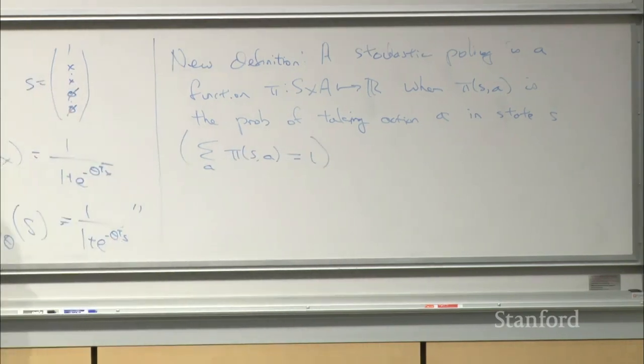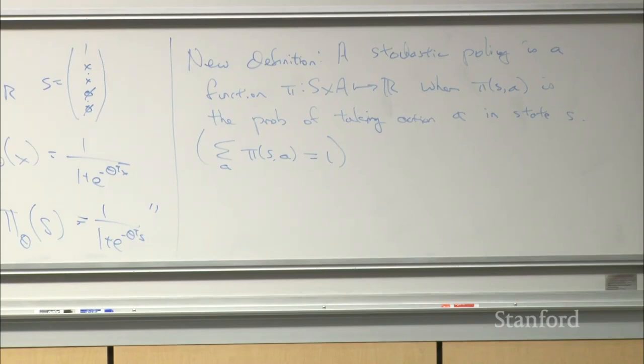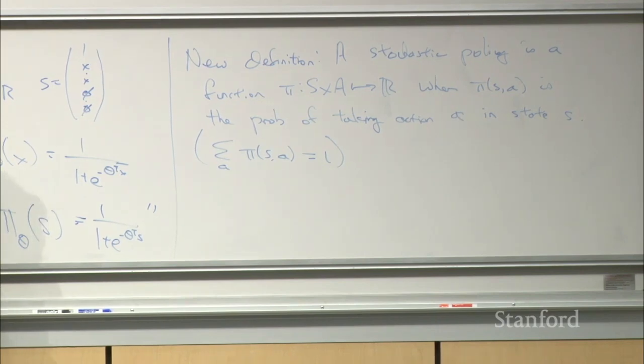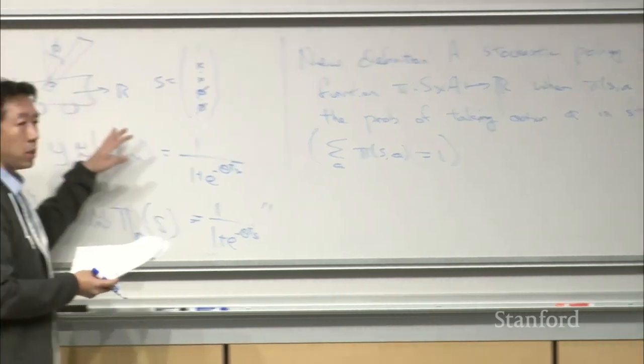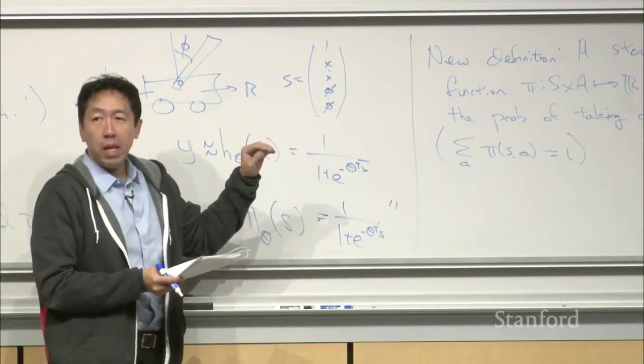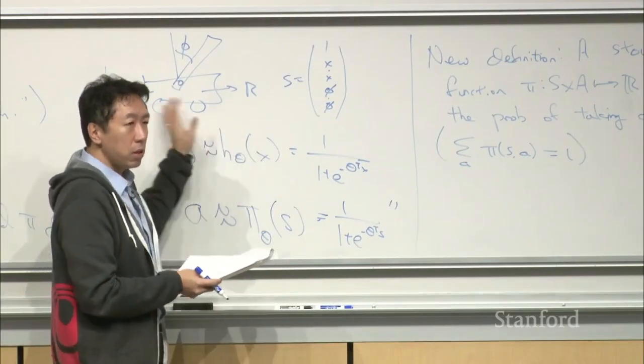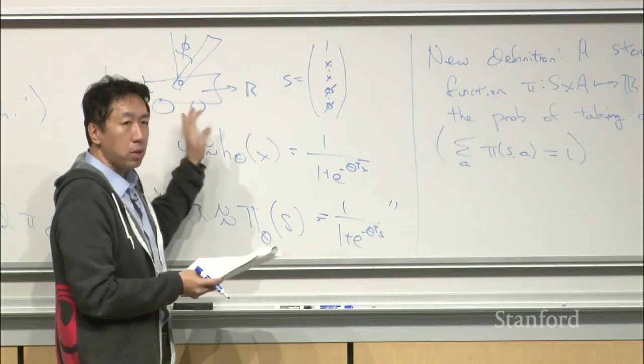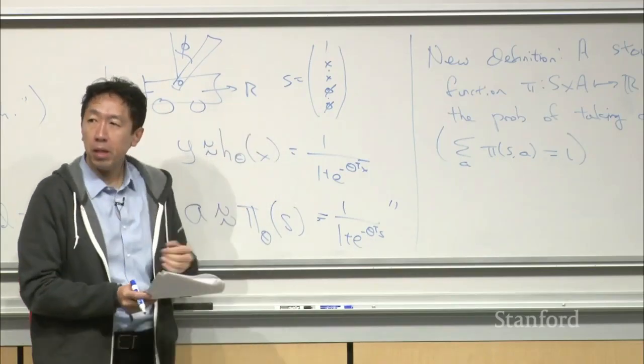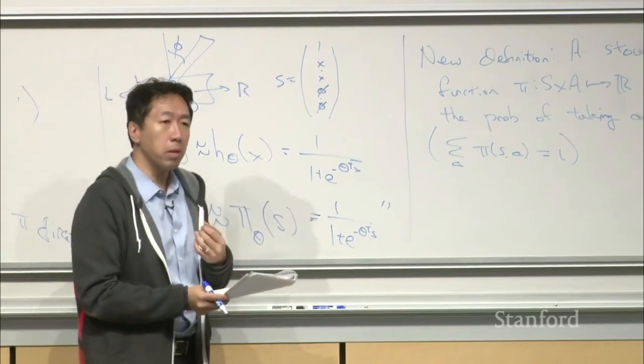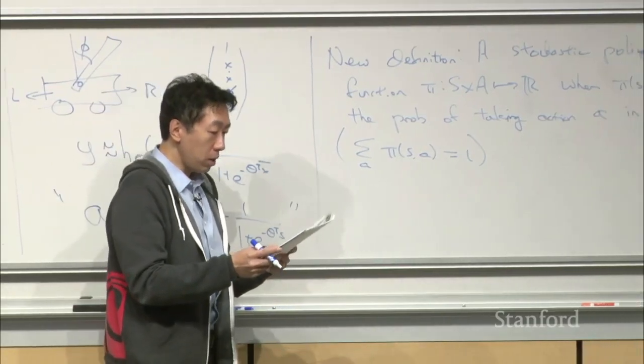Okay, so for the direct policy search algorithm that you see today, we're going to use stochastic policies, meaning that on every time step, the policy will tell you what's the chance you want to accelerate left versus what's the chance you want to accelerate right. And then you use a random number generator to select either left or right to accelerate on your inverted pendulum, depending on the probabilities output by this policy, okay?